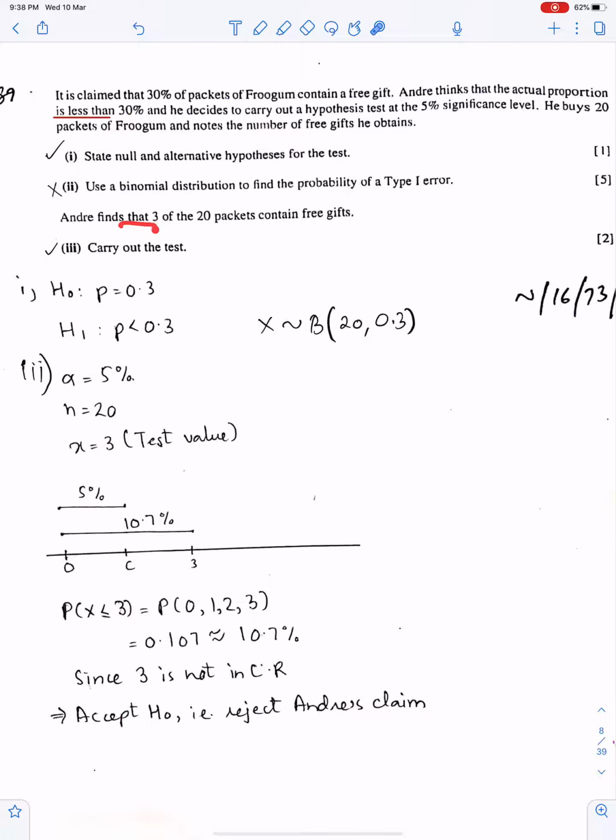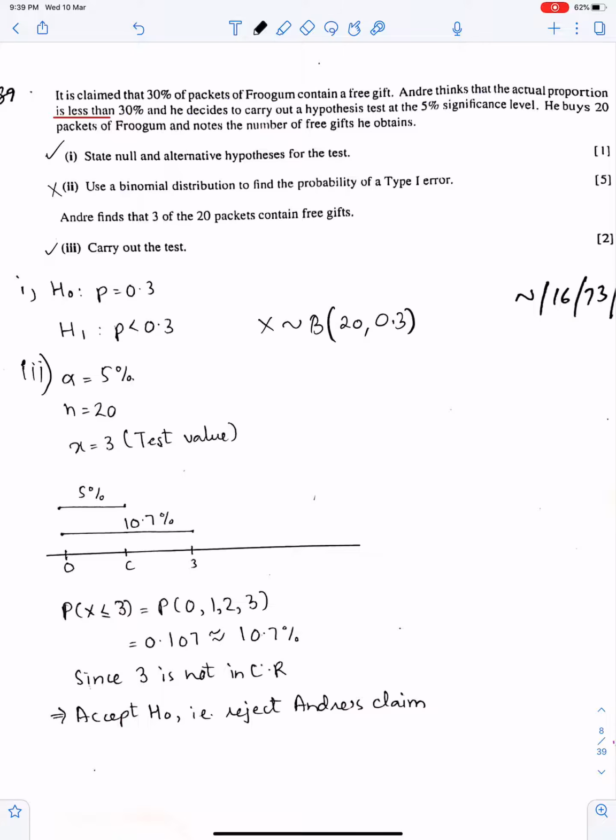Andrew finds that 3 is the test value, where a packet contains free gifts. Carry out the test. This is so simple. You just need to check the probability of this 3 lesser equal to 3. Always use the lesser equal sign whenever you perform the lower tail test. So this probability is 10.7%.